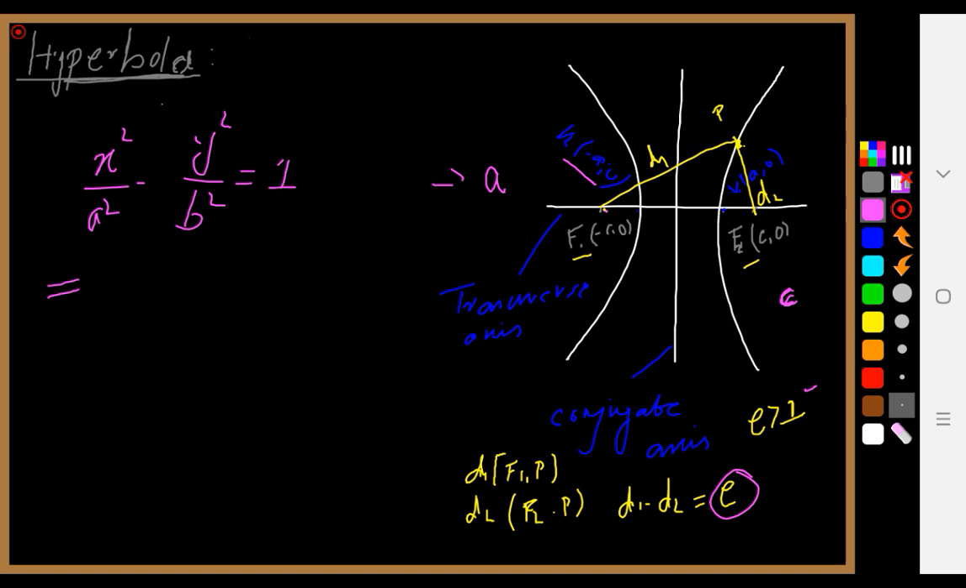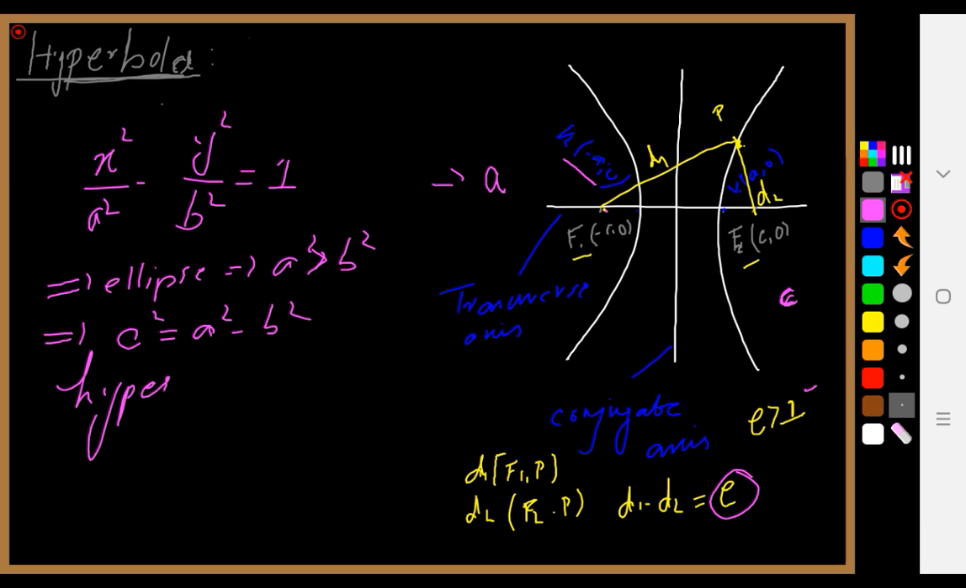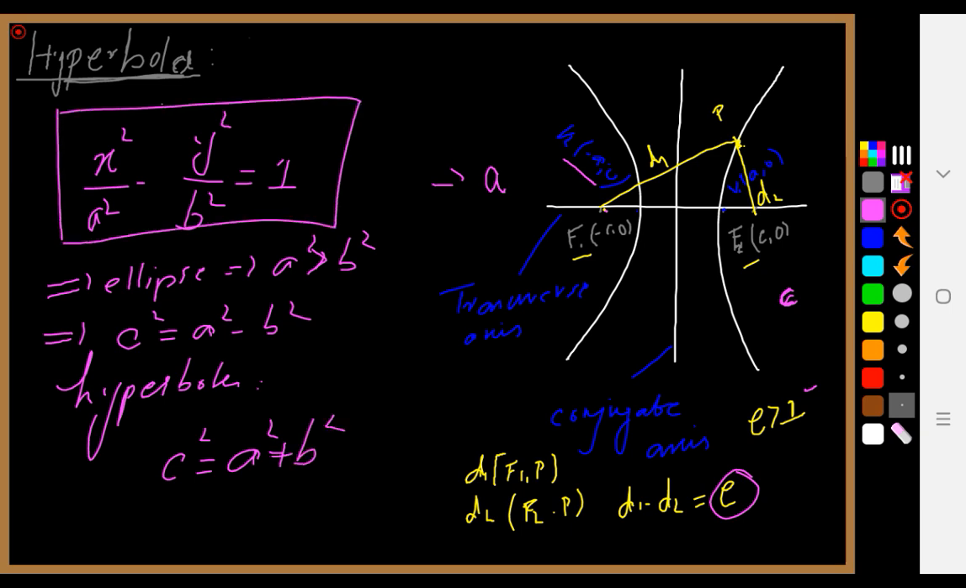We know that in an ellipse a square must be greater than b square, but there is no restriction on the greater of a square or b square in the hyperbola. Similarly, in an ellipse c square is equal to a square minus b square, but in a hyperbola this quantity changes slightly: c square is equal to a square plus b square. So these are the basic things about the hyperbola. Now we will move toward the solution of the standard form of the hyperbola.